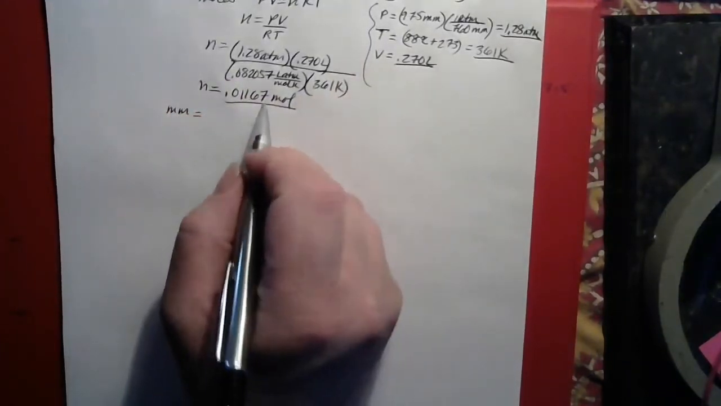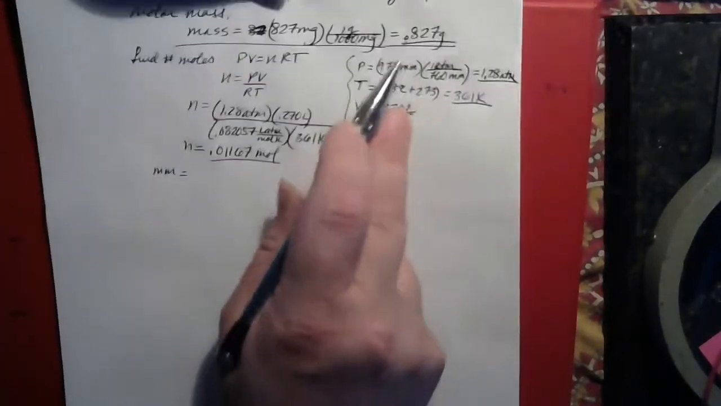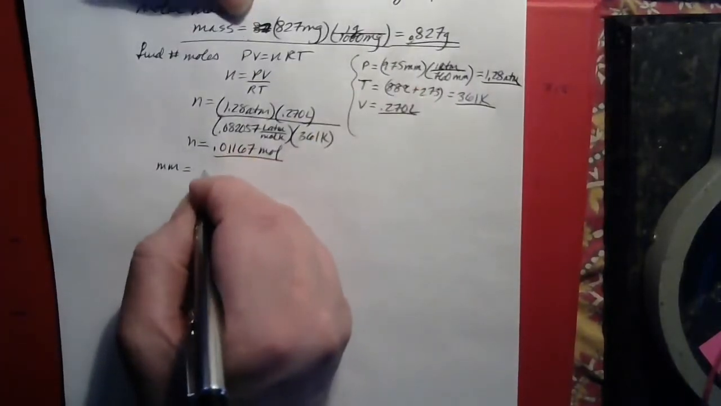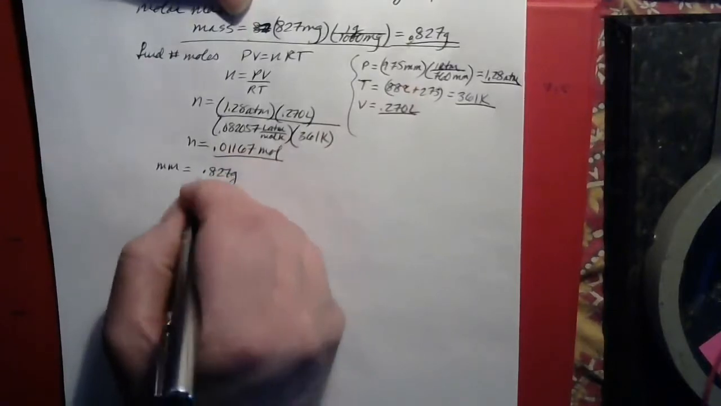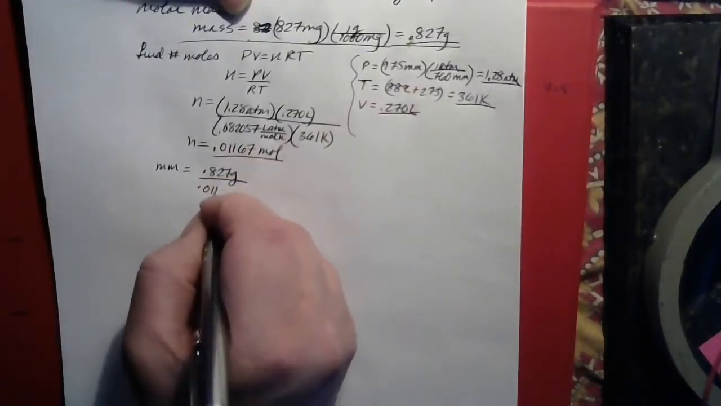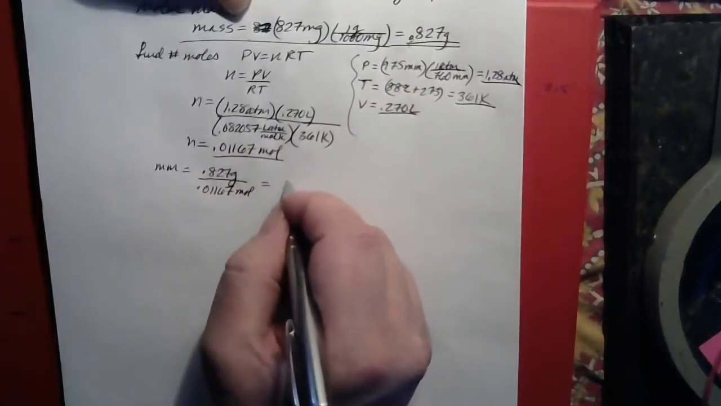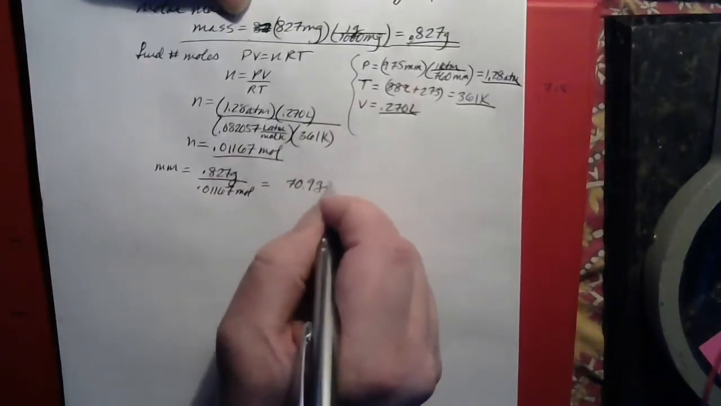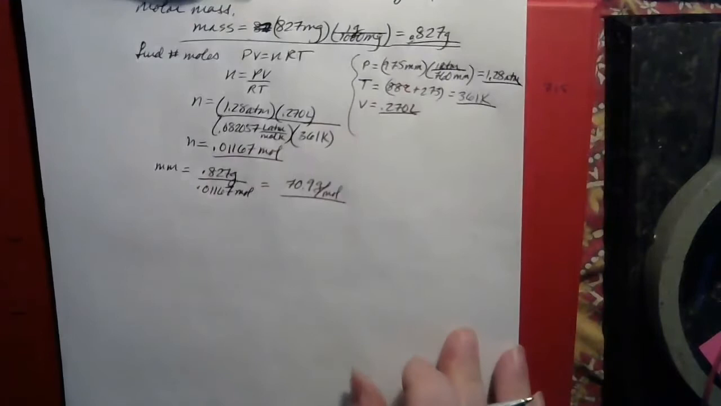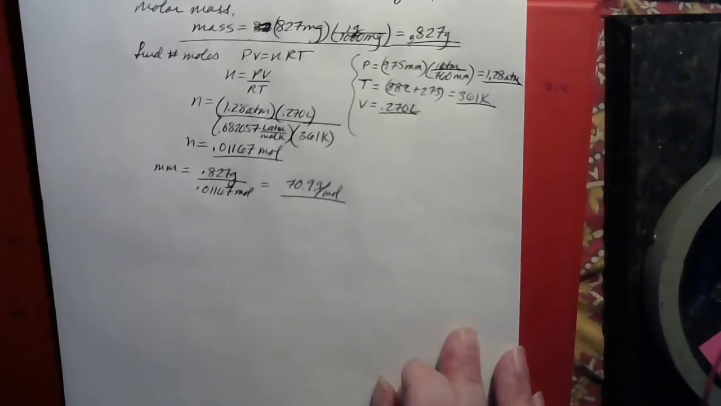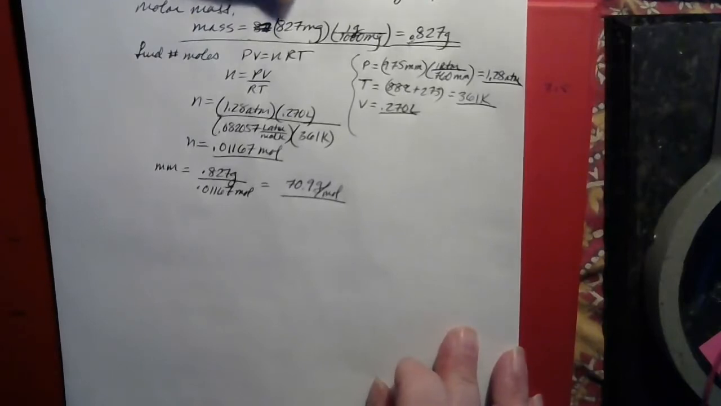And that's the same sample that has a mass of 0.827 grams. And so the molar mass is 0.827 grams divided by 0.01167 moles. And that gives us 70.9 grams per mole as the molar mass. So if you can find the mass and the number of moles, even if it's separate, as long as they're for the same sample of gas, then you can just take mass over number of moles and you've got the molar mass.